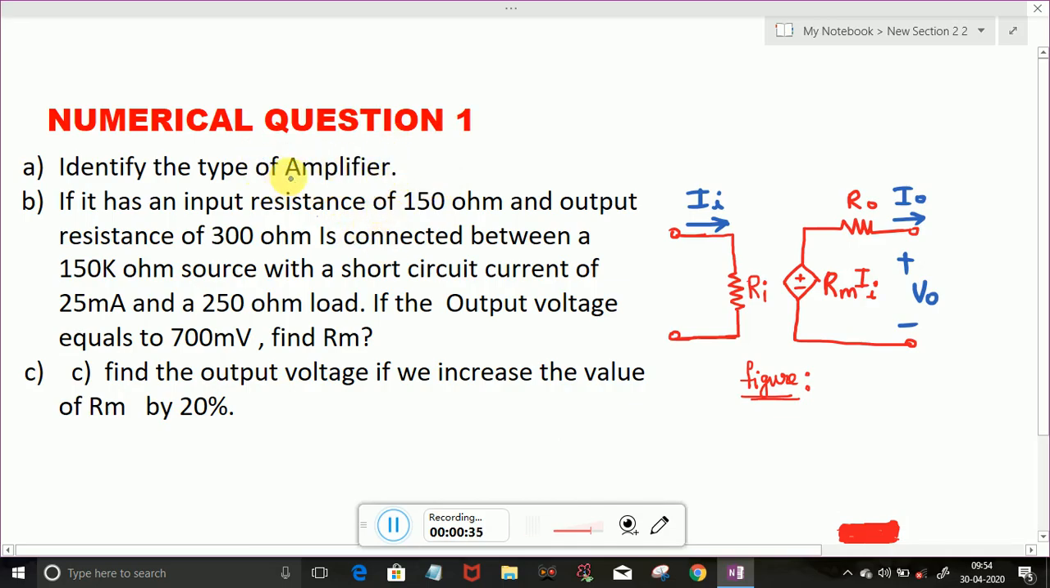So the question is, identify the type of amplifier. In this figure an amplifier model was given, so you have to identify the type of amplifier. You can look directly here: the gain is in terms of resistance, the output is in terms of voltage, and the input is in terms of current. So this is a trans resistance amplifier.